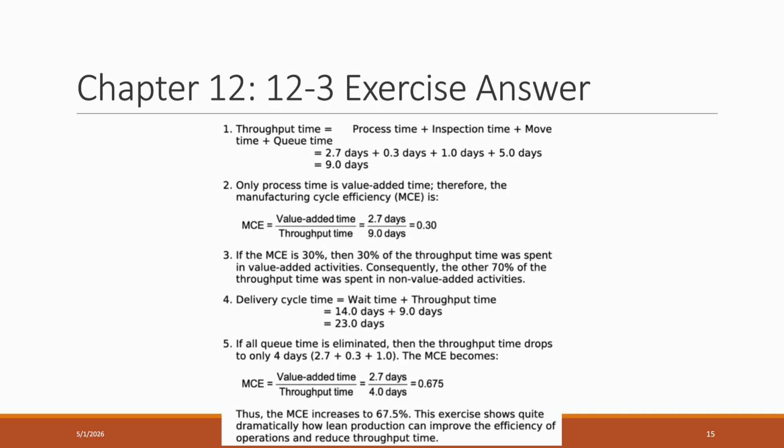But if you want the formula for that, then technically it is inspection time plus move time plus queue time divided by your total throughput time, and that should give you 0.7.